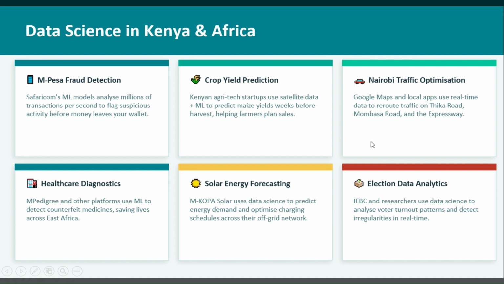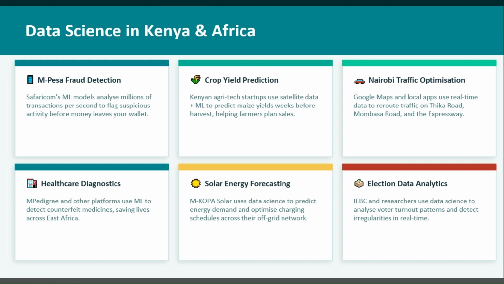You have the healthcare industry, with a company called Empedicre. And you have solar energy forecasting: a company called Copper uses data science to predict energy demand and optimize charging schedules across their off-grid network.